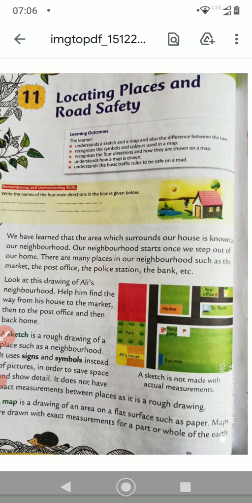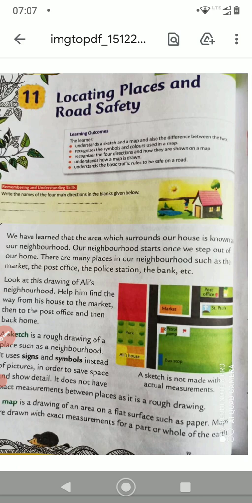This chapter is an activity based chapter. So, only the environmental sensitivity questions will be asked from this chapter. In evaluation 2, there will be no question asked from this chapter, because it's an activity based chapter. So, let's start.